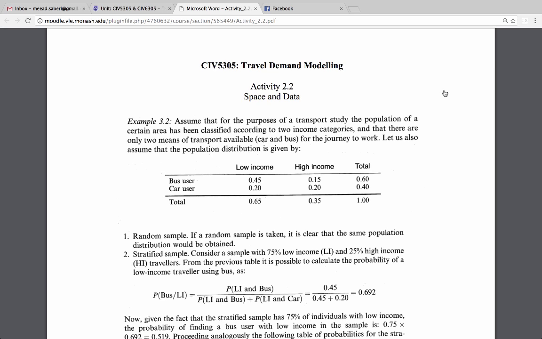Let us assume that the population distribution is as given in this table, where we have 4 categories or 4 cells: bus user and car user, low income and high income. We have 45% in low income and bus, 20% in low income and car, 15% in high income and bus, and 20% in high income and car, and the total would be 100%.